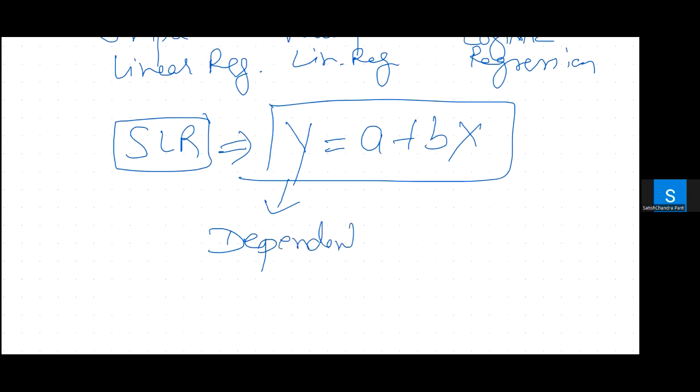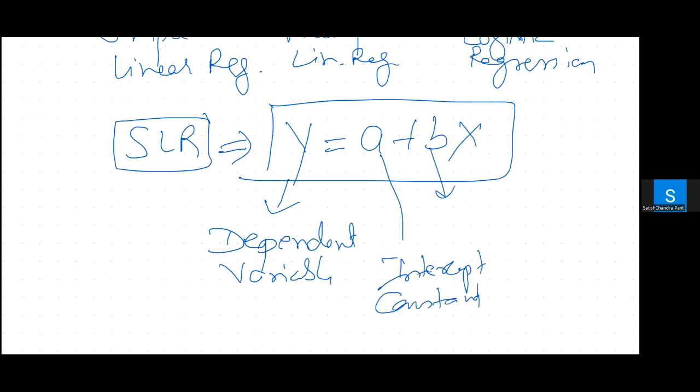a is the intercept or constant, b is the slope, and x is the independent variable, right? So you can write this as the independent variable.